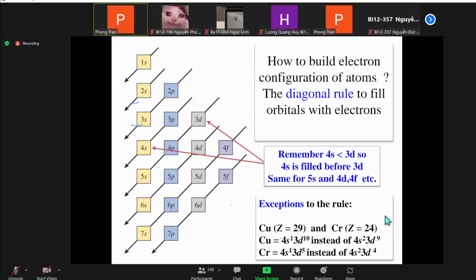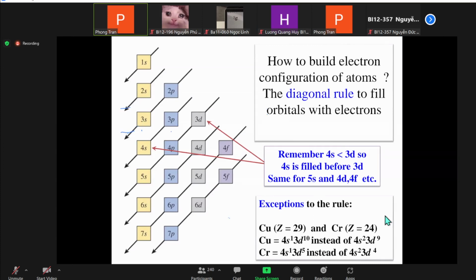Now, to ask the question: how to build the electron configuration of an atom with several electrons. So here is a simple instruction. How can you do it? You start from the orbital 1s, this one. So when you have electrons, you fill 1s, and then 2s, and then 2p, like this, in this direction.